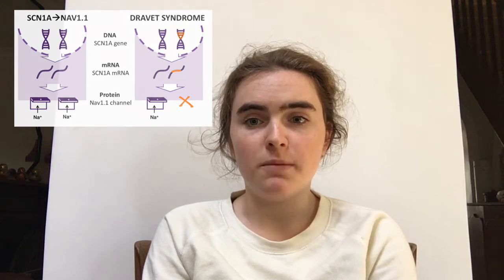Dravet syndrome is 75% of the time caused by a mutation on the SCN1A gene on chromosome 2, causing a premature stop codon, resulting in a non-functional protein, but can also be caused by a mutation on the PCDH19 gene. The SCN1A gene usually codes for a neural voltage-gated sodium channel, NaV1.1.